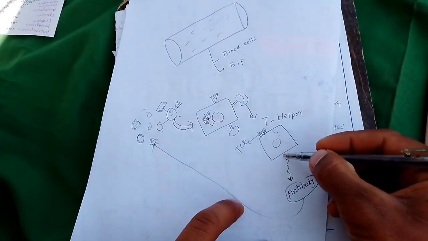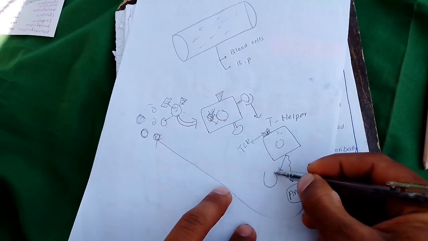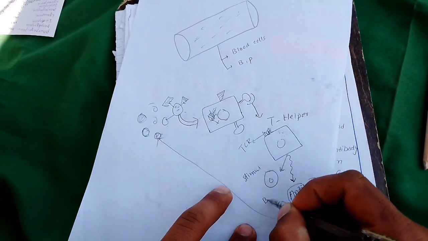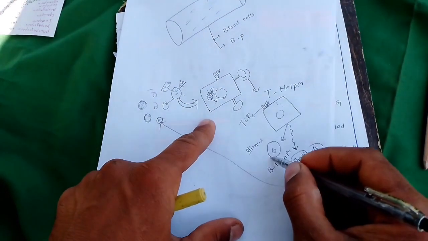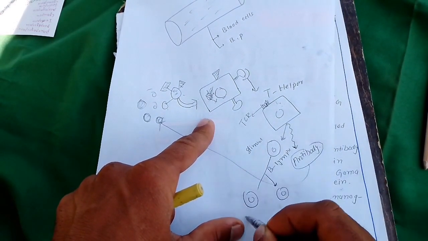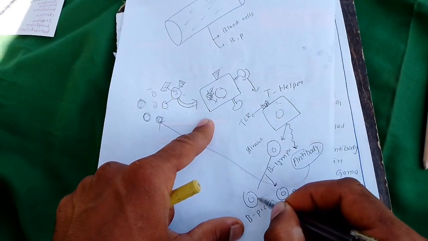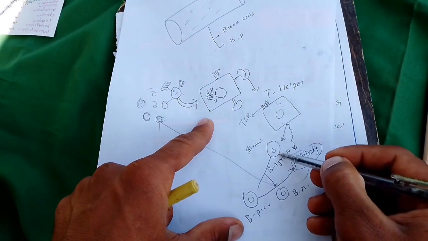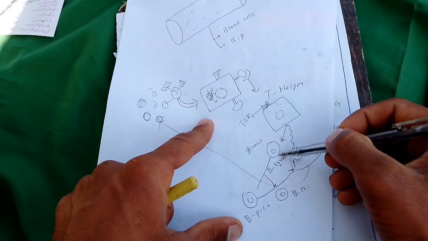Shortly, the T helper cell activates the B lymphocyte. When activated, this B lymphocyte divides into two cells: the B plasma cell and the B memory cell. Then the B plasma cell produces antibody. Antigen stimulates the T helper cell, and the T helper cell stimulates the B lymphocyte.